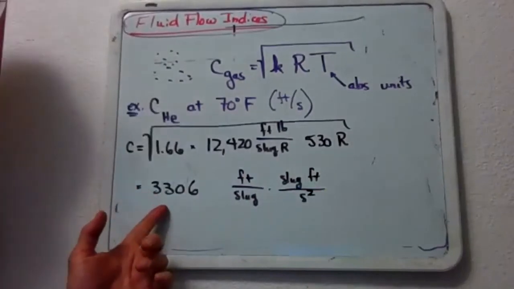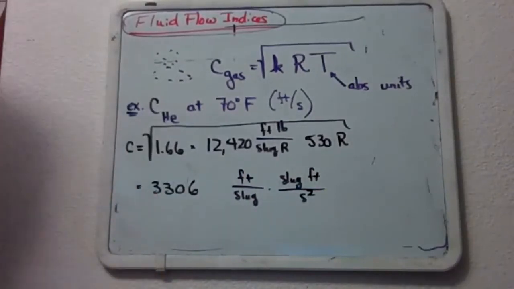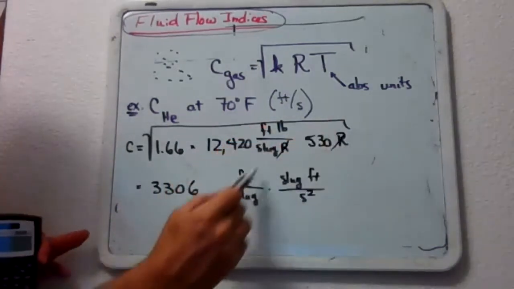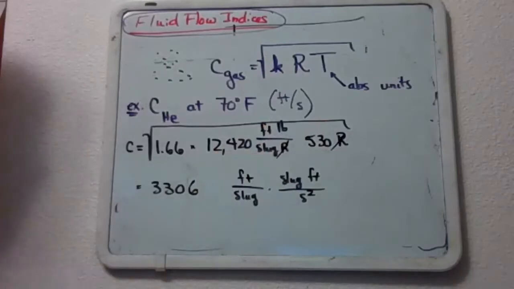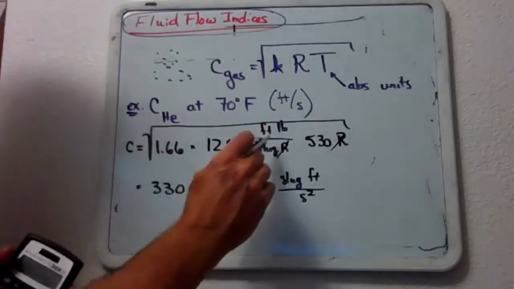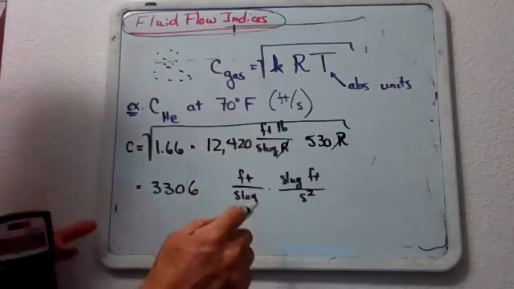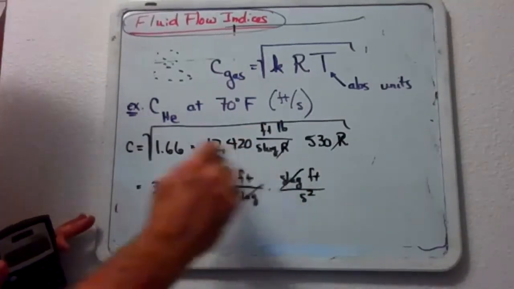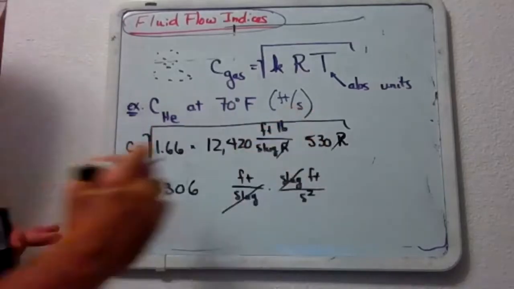I got 3306. I believe that's right. Please pipe up if there's a mistake. And then how about units? Well, obviously the Rankines go away. And now I've got a foot over a slug, and then I got a pound. You don't need to memorize this, but it can be incredibly helpful to remember that a pound is a slug foot per second squared. Slugs go away. I get foot squared per second squared. Underneath the radical, square root of that is foot per second.